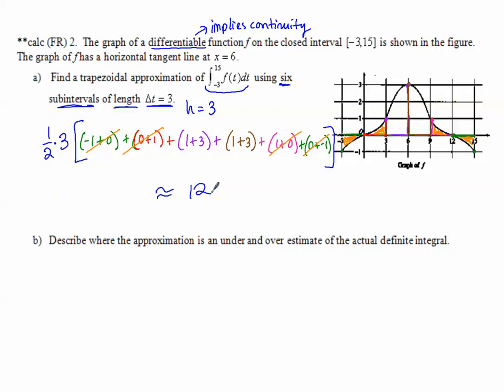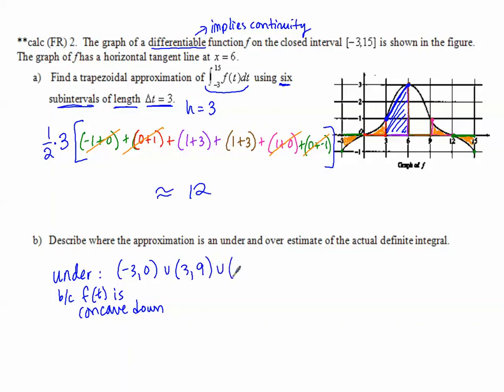Now decide whether the approximation is an under or an overestimate of the actual definite integral. We just look at the concavity. Everywhere there's an underestimate is going to be because the function f of t is concave down. We can see that it's going to be an underestimate because if I connect from end to end, that's beneath the curve. So that's underestimating when it's concave down. So where is the function concave down? -3 to 0, 3 to 9, and 12 to 15. Those are all the intervals where the function is concave down.